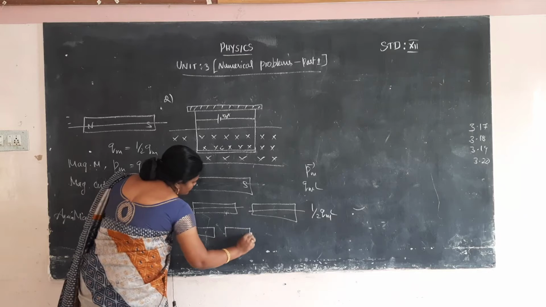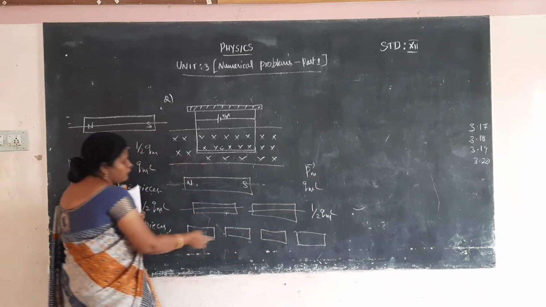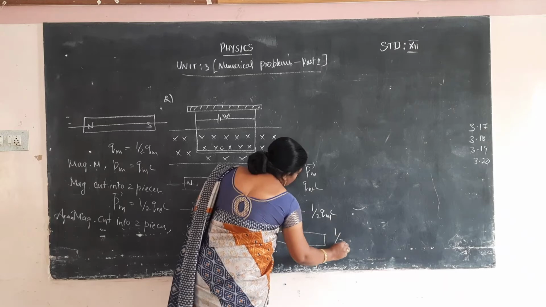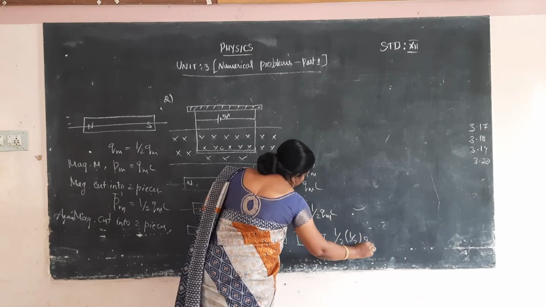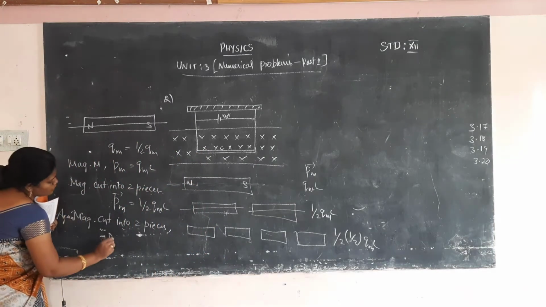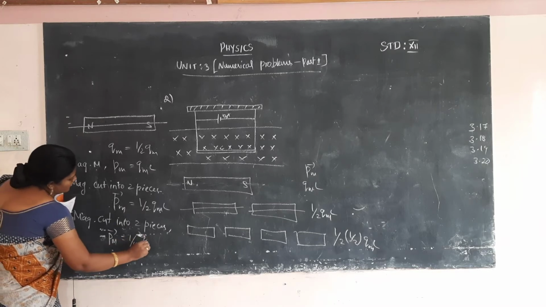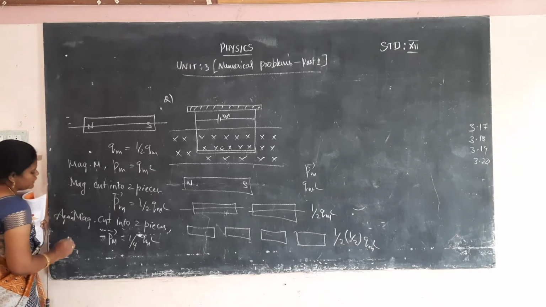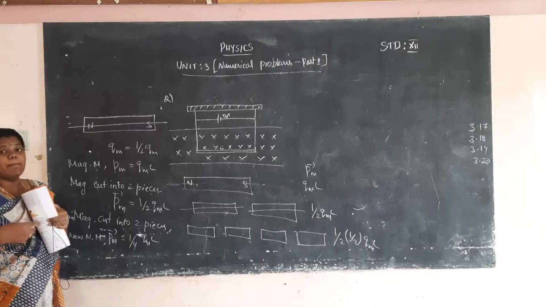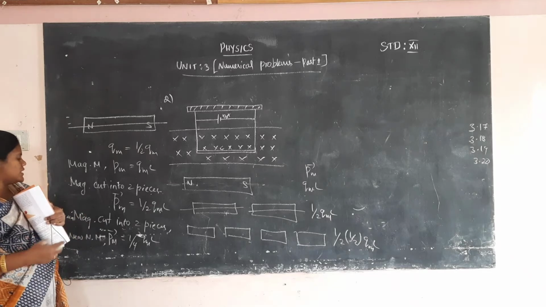This magnet will be cut into 2. So automatically 4 magnetic pieces are there and the pole strength is again reduced to half. So half into Qm into L. So half into half, that is 1 by 4. So the magnetic moment is equal to 1 by 4 Qm L. This is the new magnetic moment. The question is, compare the new magnetic moment with the original magnetic moment.